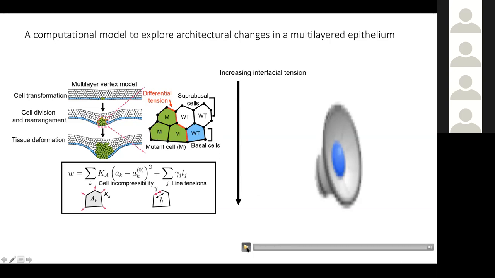Yes, I wonder, with this vertex model, the number of vertices is not fixed, is it right? No, it's not. So you don't use all hexagonal cells, right? No, it's not all hexagonal. As the simulation runs, cells grow, divide, and once they reach a certain area, we bisect them, and then they give rise to two cells.